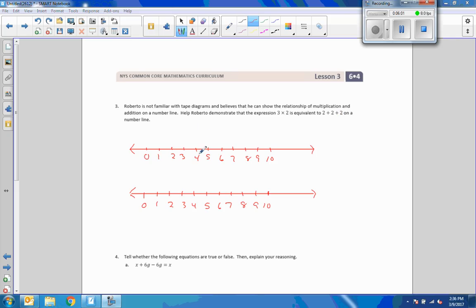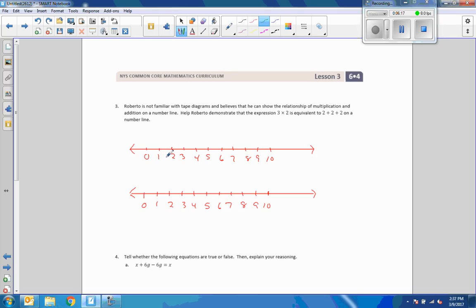Okay, so while you were working on those, I created 2 number lines. And I went from 0 to 10, 0 to 10, tried to make them pretty accurately separated, equal distance apart.